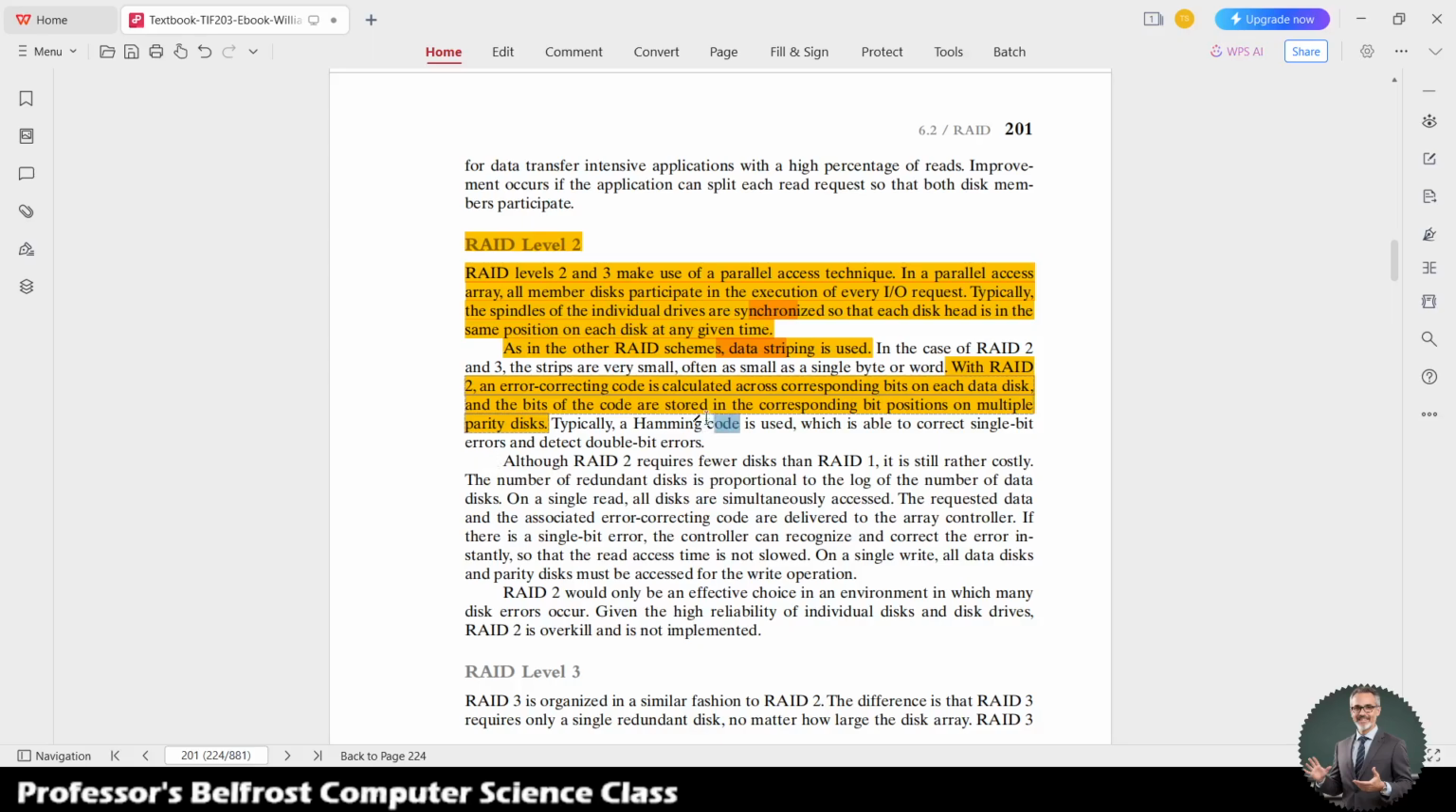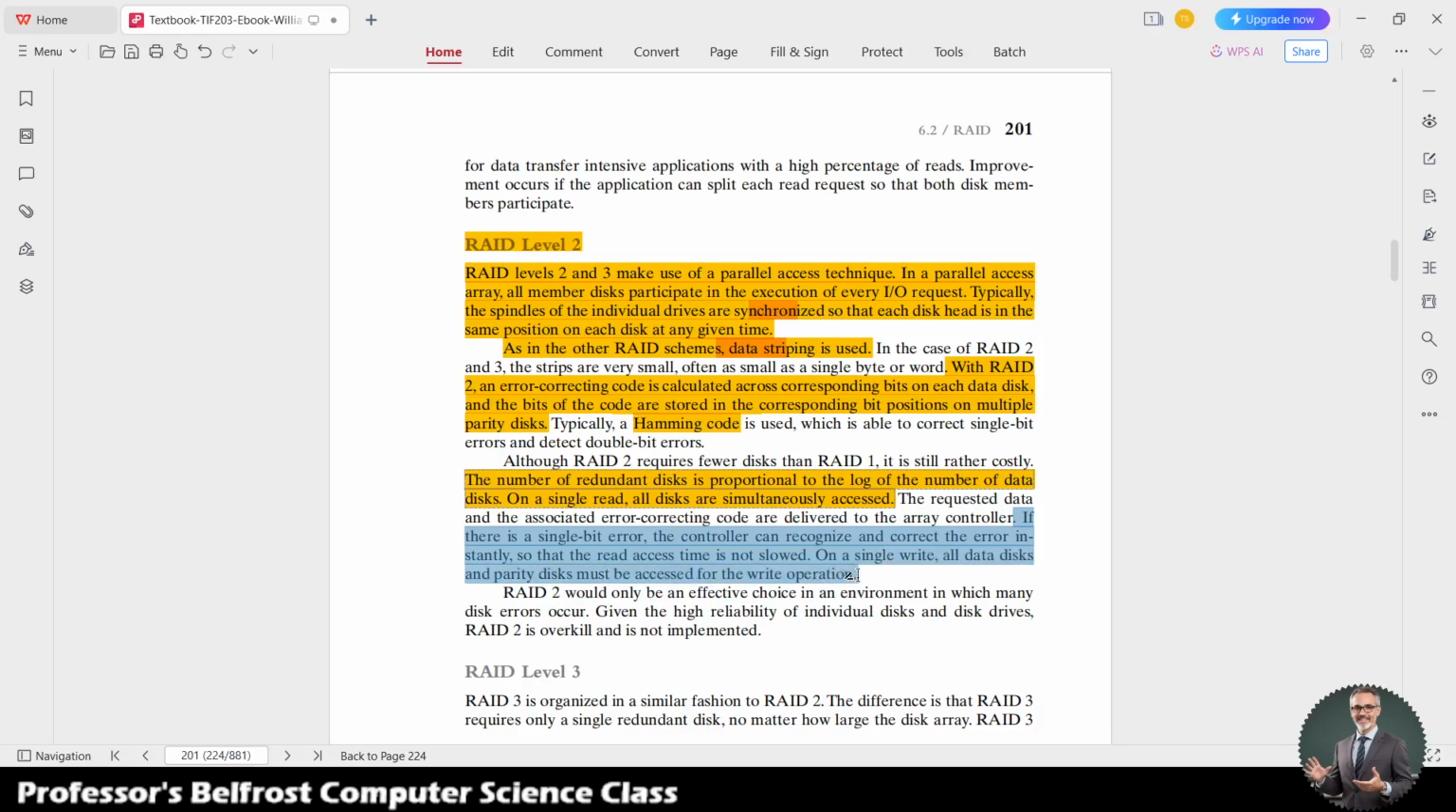Although RAID 2 requires fewer disks than RAID 1, it is still rather costly because the number of redundant disks is proportional to the log of the number of data disks. On a single read, all disks are simultaneously accessed. If there is a single-bit error, the controller can recognize and correct the error instantly, so the read access time is not slow.